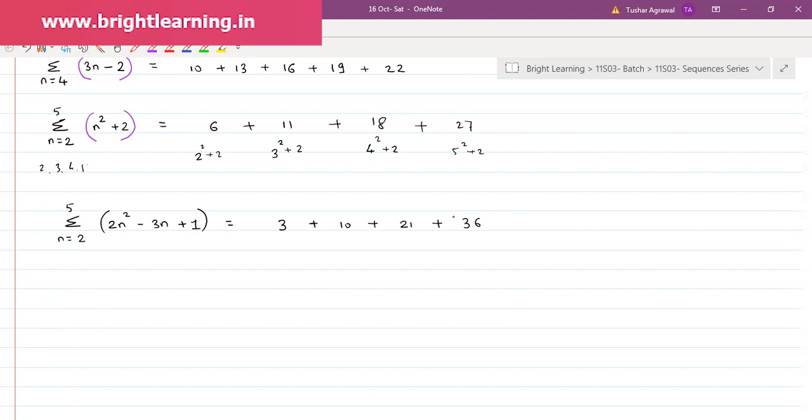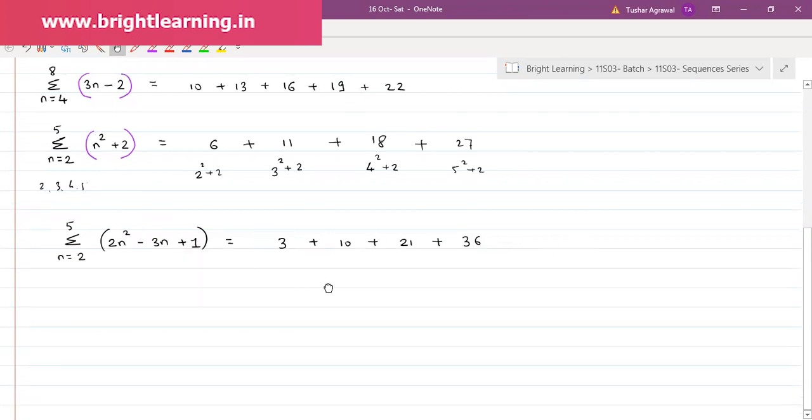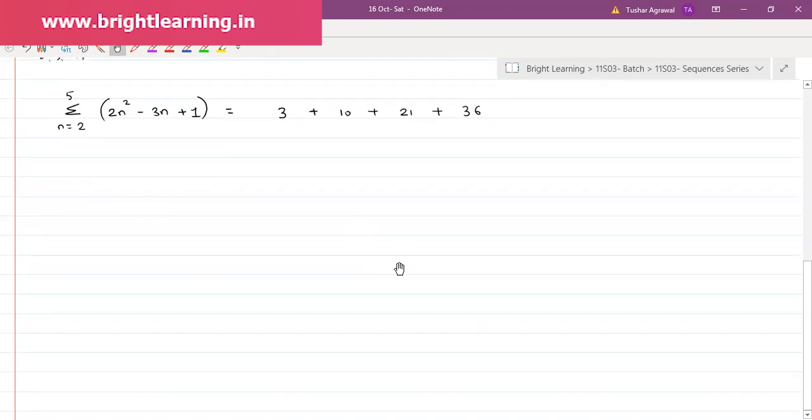So now we will understand how to find the sum of these, how to actually calculate the exact value. If I tell you to calculate the exact value of 3, 10, 21, 36 and so on up to 100 terms of the form such as this, how do you calculate it? Before that, let's see some properties of summation.